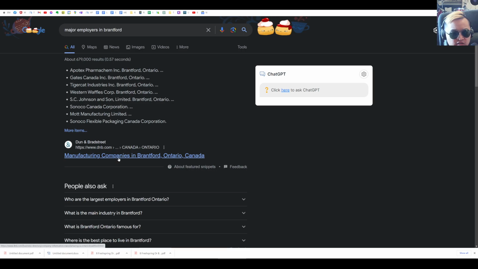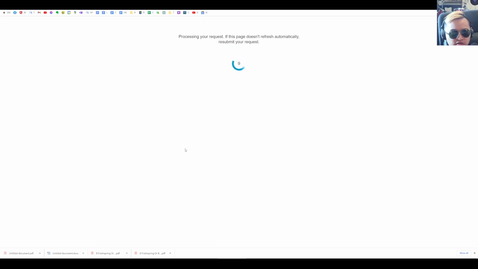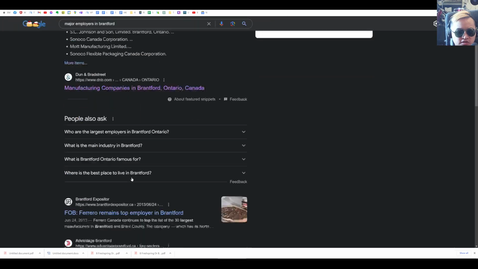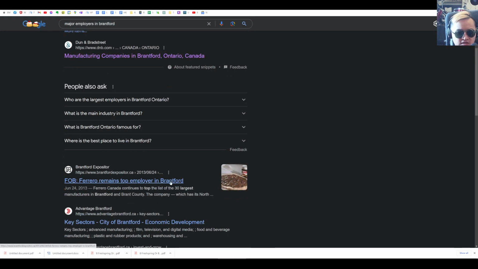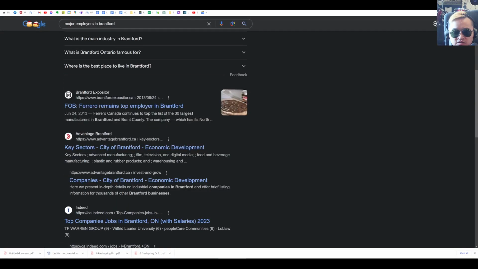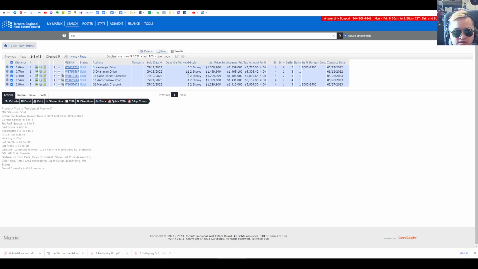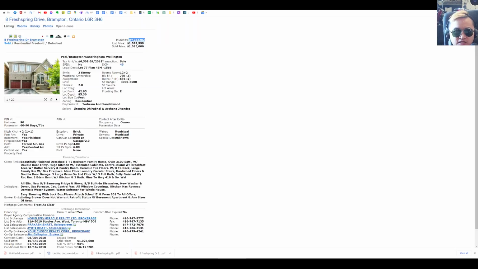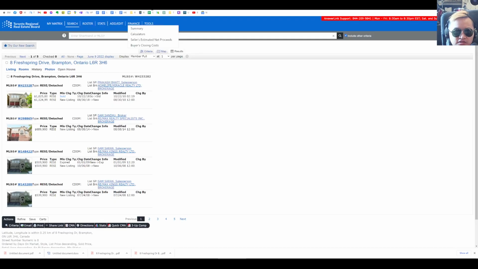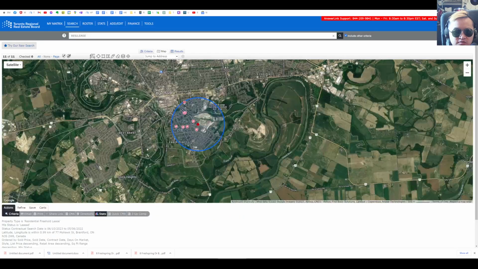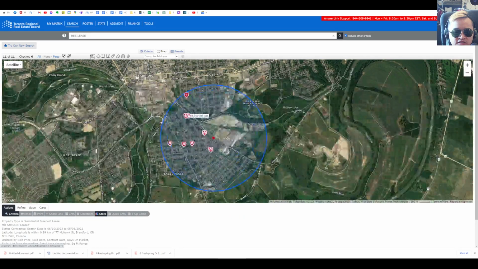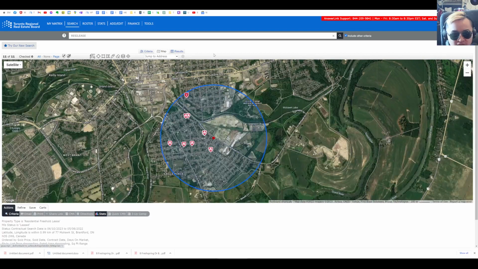Johnson and Johnson. So all these workers, you know, sometimes they don't get paid too much. Ferrero is in Brantford as well. So you could still get, you know, someone to rent your property. And housing is always in short supply. Not as much as in Toronto, but as you can see here, you can still rent out a lot of places.